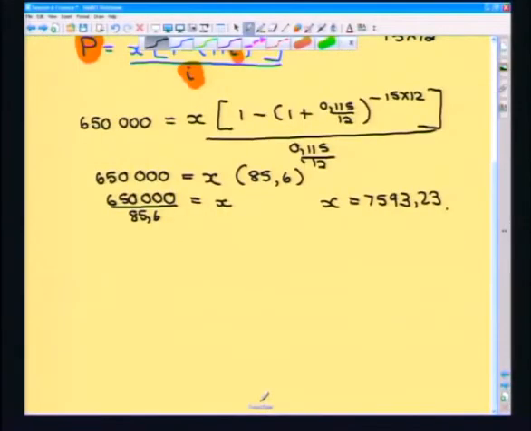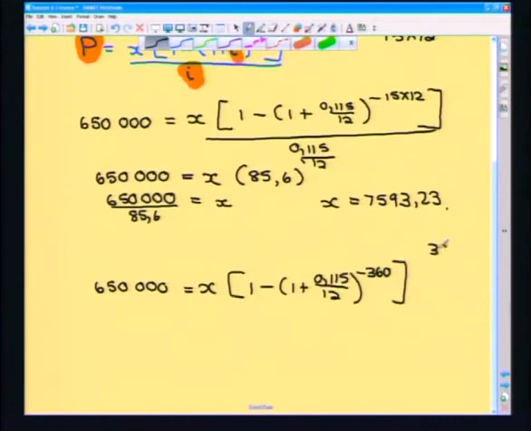So let's go back to the same question, same amounts, but this time I'm going to take 650,000 and work out what his repayment would be if I paid it over 30 years. So all of this will be exactly the same. And this would be 30 times 12, so it'll be negative 360. And that would be over 0.115 over 12.